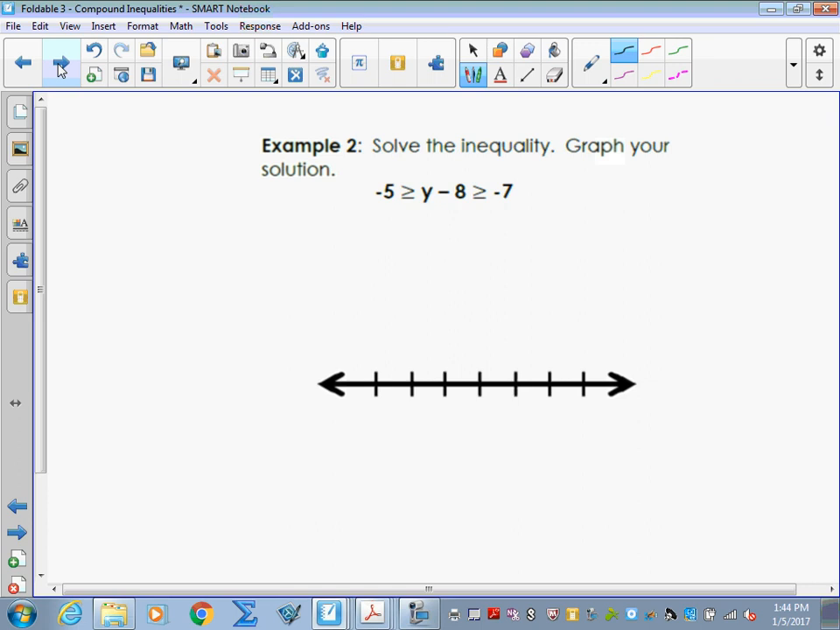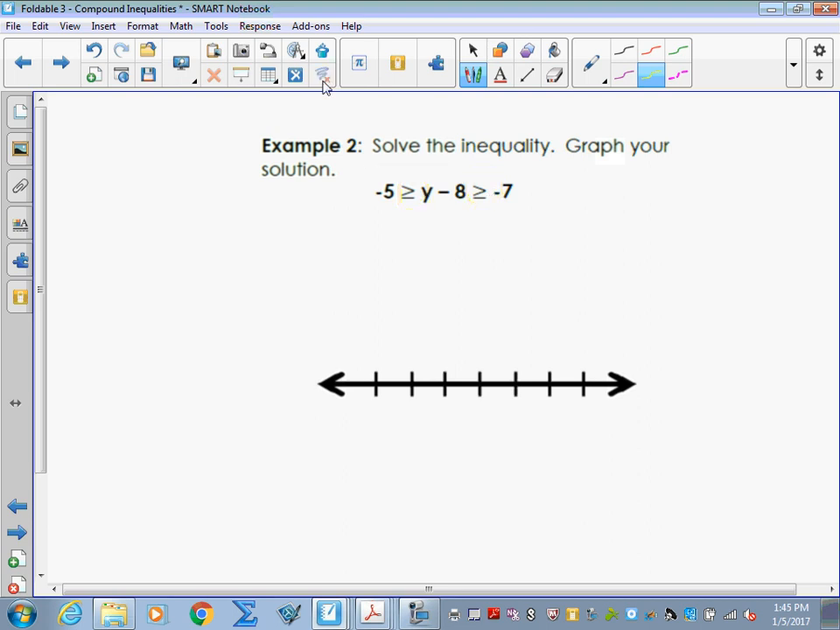So this one is an actual problem that you'll start off with, like with your homework. And first you got to solve it. So to solve it, notice that it is a compound inequality. How do I know? Because I see two inequality symbols. Okay. So I need to solve it first.